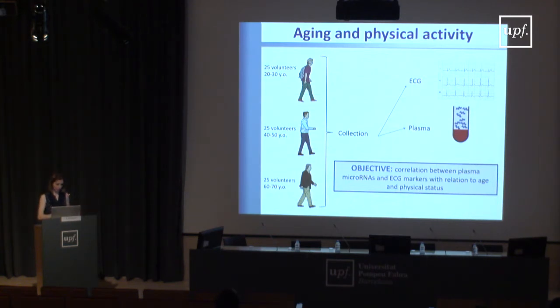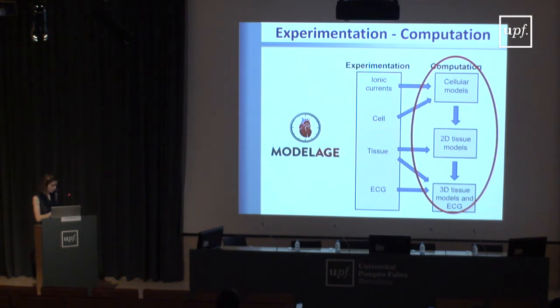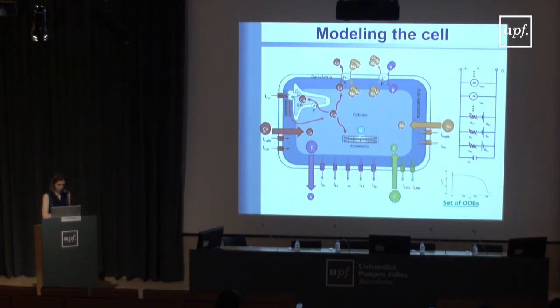where we can correlate blood data with tissue data. And as I was saying before, all this experimental data and clinical data that we get from the subjects and the patients, we integrate into computational models. And these computational models, we start at the level of the cell. We see here these differential equations defining the cellular activity.